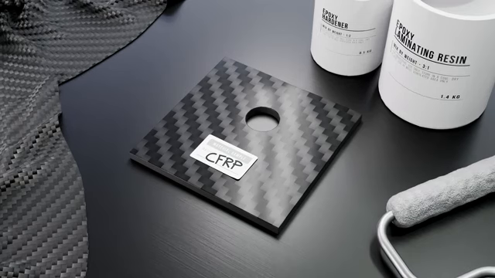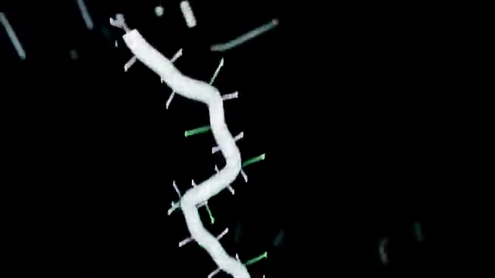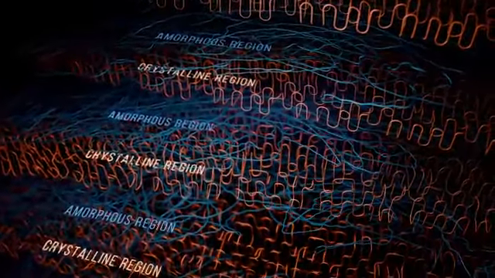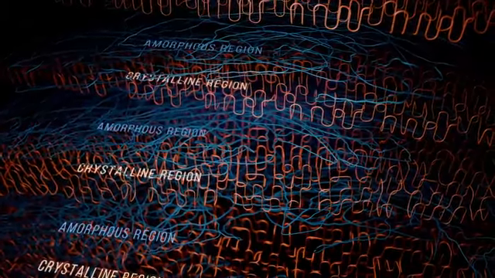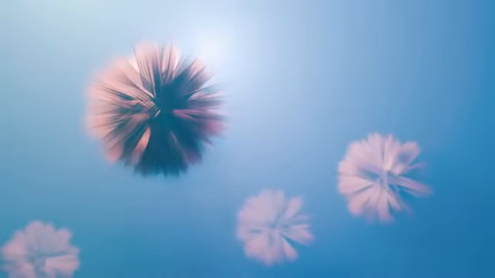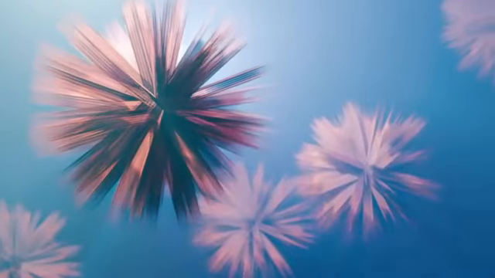Unlike metals that have a very regular crystalline structure, most polymers are semi-crystalline, meaning they contain both amorphous regions, where the polymer chains are randomly jumbled together, and crystalline regions, where they align in a very regular pattern that allows them to pack together very closely. These crystalline regions often form spherulites, spherical regions of highly ordered chains that grow outward from a central nucleation point when cooling from the melt.